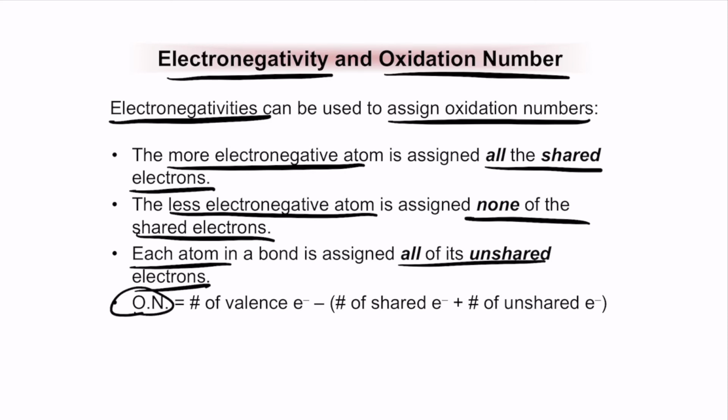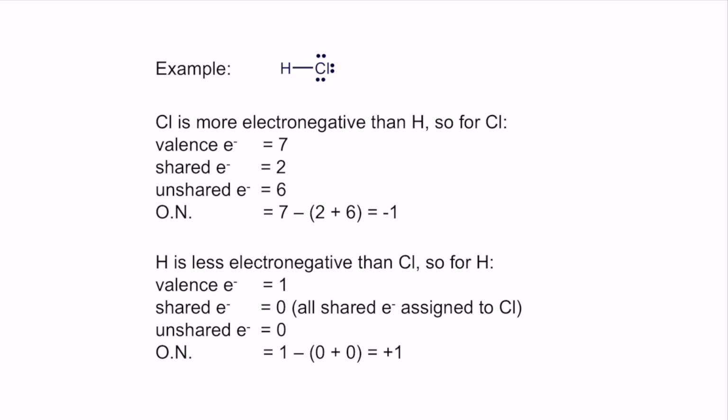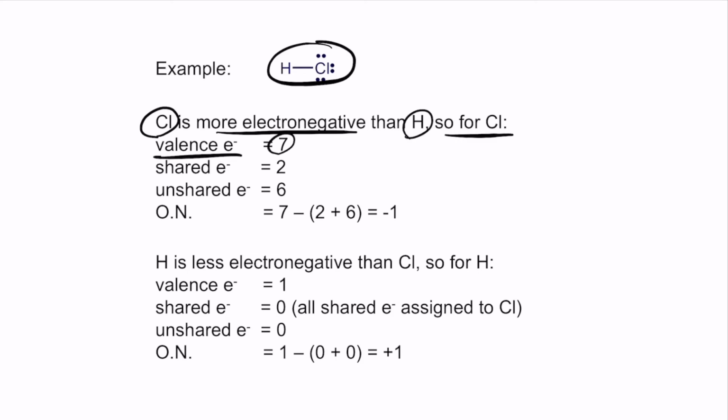So how do you calculate the oxidation number? Oxidation number is the number of valence electrons minus the number of shared electrons plus unshared electrons. So for example, let's take an example of HCl here. So here we know that chlorine is more electronegative than hydrogen. So for chlorine, we can write that the valence electrons is 7 and it plucks the 2 electrons towards itself. So it shares 2 electrons here and the unshared electrons are the 6 electrons here. So the oxidation number becomes -1.